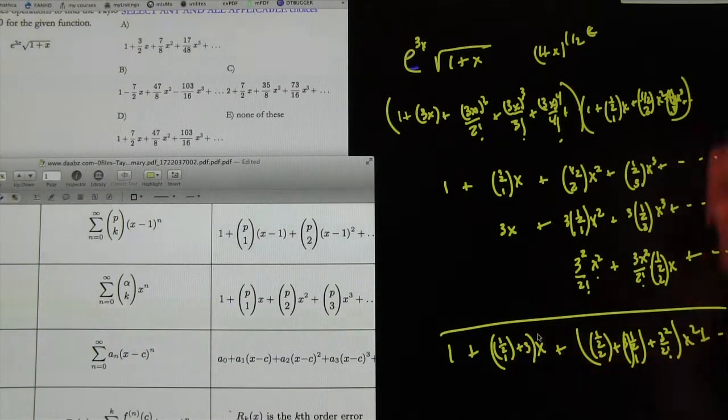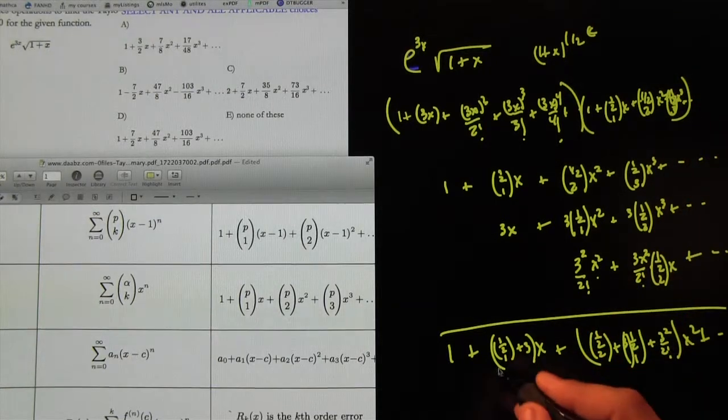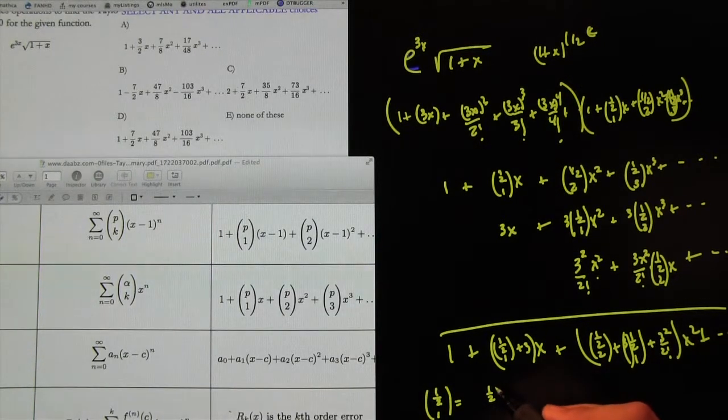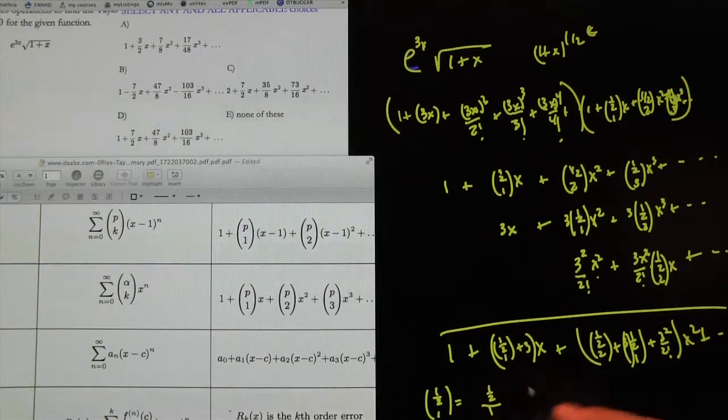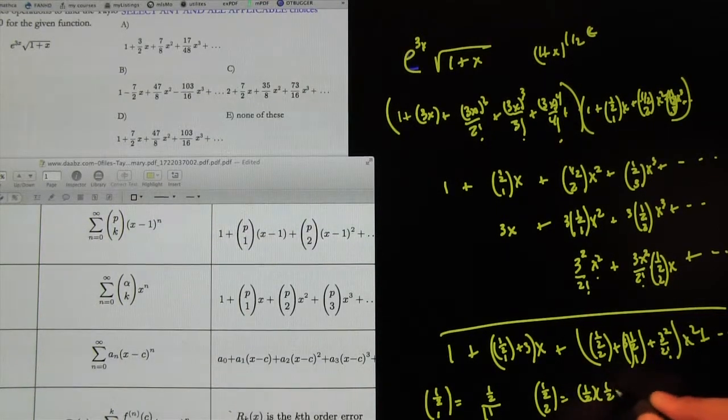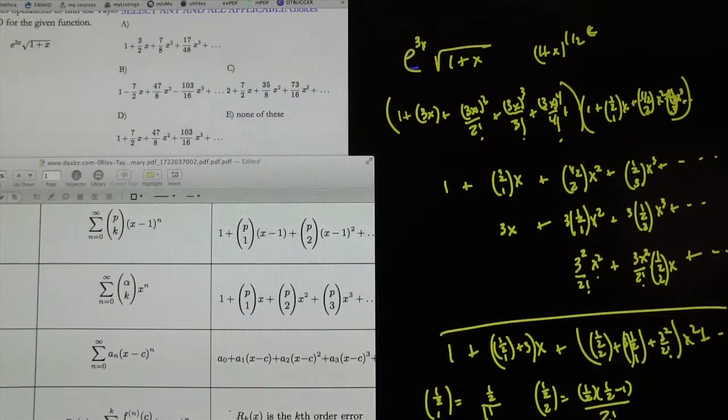That comes from combinatorics. It's kind of a story in and of itself, but 1/2 choose 1 means 1/2 divided by 1 factorial. That one's kind of silly. It doesn't show you the pattern. 1/2 choose 2 is equal to 1/2 times 1/2 minus 1 all over 2 factorial, right? And so on and so forth.